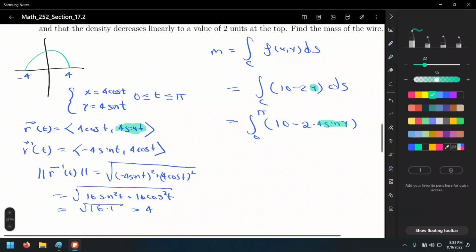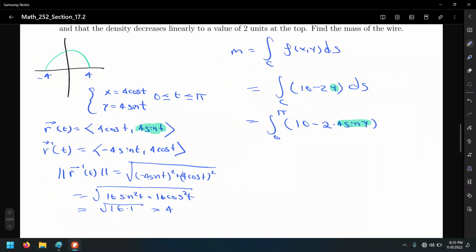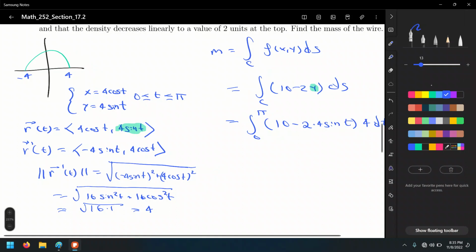Let's highlight so you can see where that is coming from. Is it 4 sine t for the y? That's what I meant, right? Sine t. Yes, thank you.